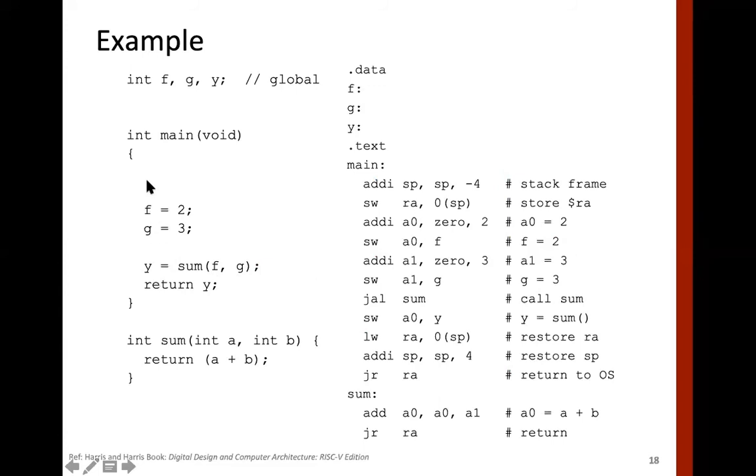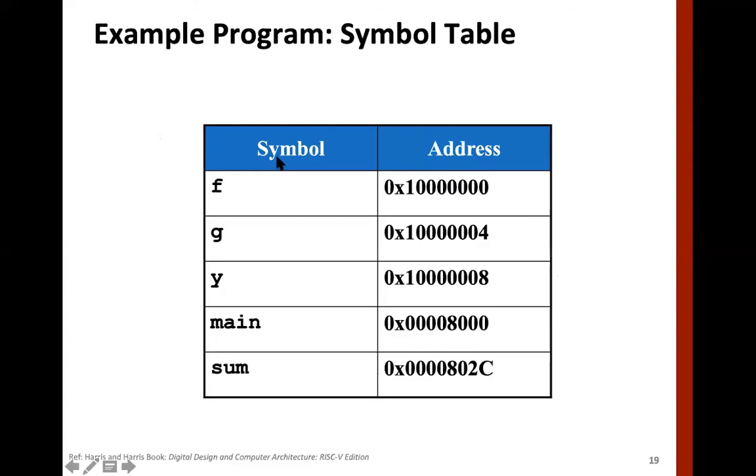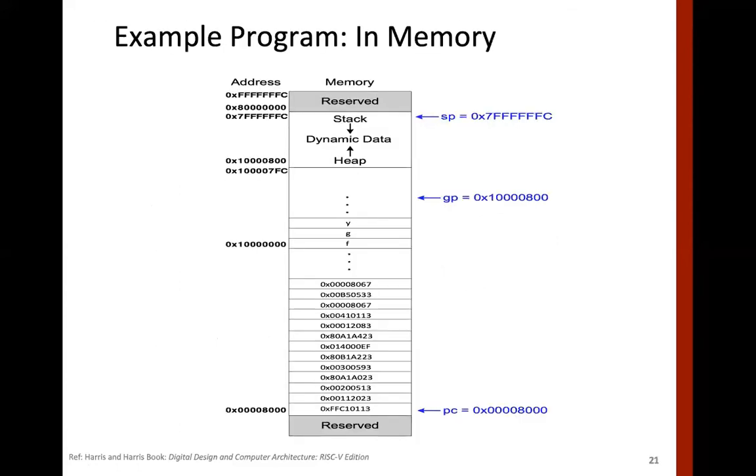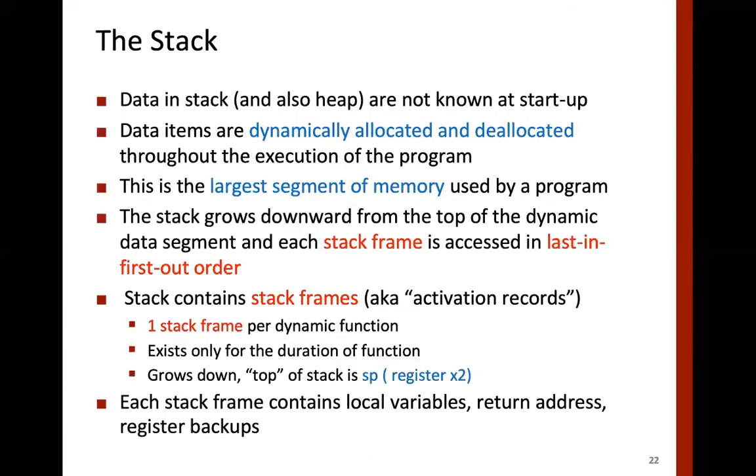But in case you define a local variable, say, for example, D and K or I or whatever, then that will come in the stack. So data in a stack or heap is not known at startup. So it's not a global variable, right? Global variables and static are known at the startup. Data items are dynamically allocated and deallocated throughout the execution of program.